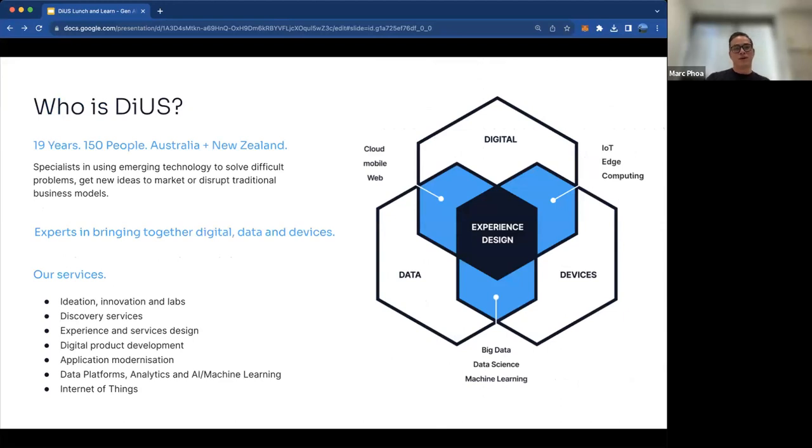For those who don't know DiUS, we're an Australian technology consulting company. We've been around for 19 years and have about 150 people across Australia and New Zealand, from engineers, software, data, cloud, to delivery leads, QAs and experienced designers. And this allows us to form cross-functional teams when solving problems for our clients. And this is particularly important when we're building ML products. We're quite unique in that we have a deep in-house expertise across digital, data and devices, as you can see with the diagram over there, which includes machine learning and IoT and how to bring that all together.